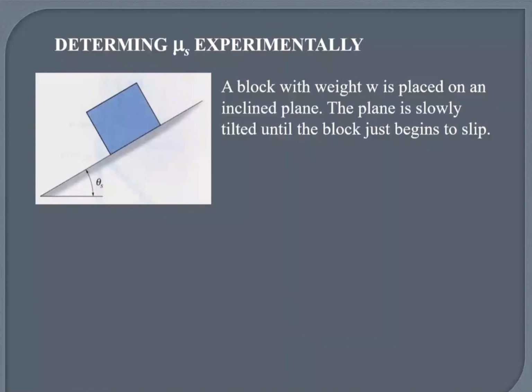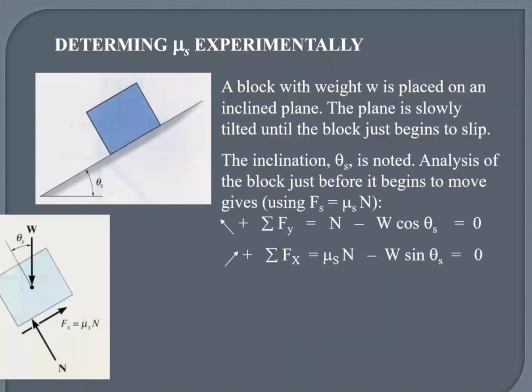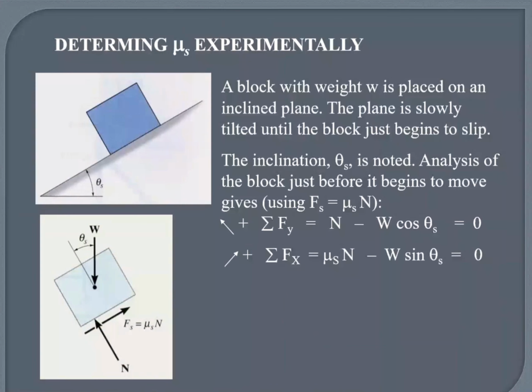So there's another way to experimentally determine this, and this is relatively easy. You don't need any sensors or anything. It says here a block with weight W is placed on an inclined plane. So this is a box with weight W on an inclined plane, at an angle X. The plane is slowly tilted until the block just begins to move.